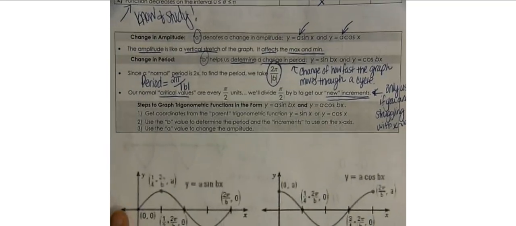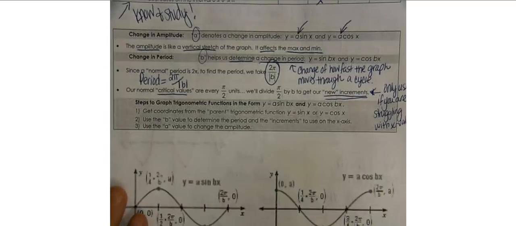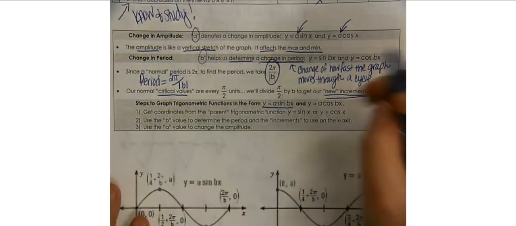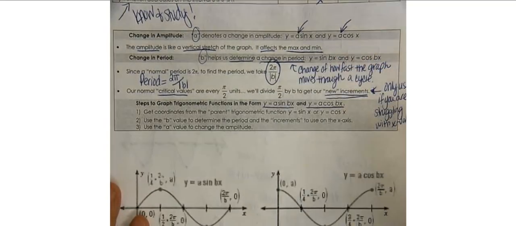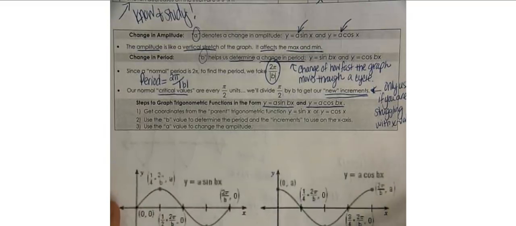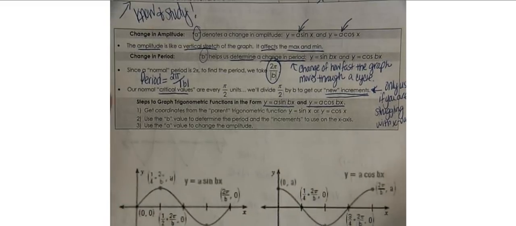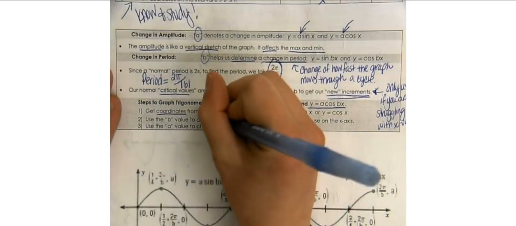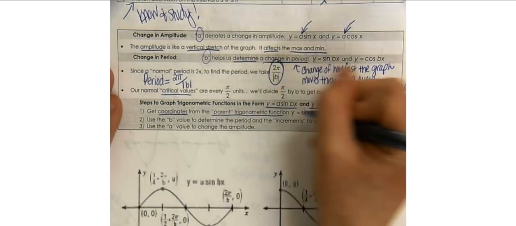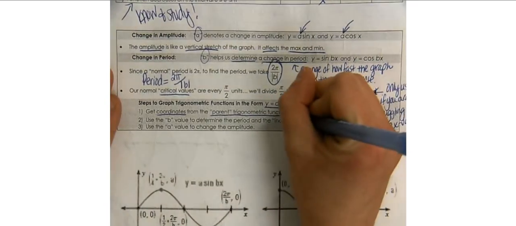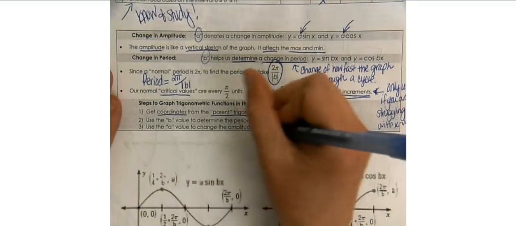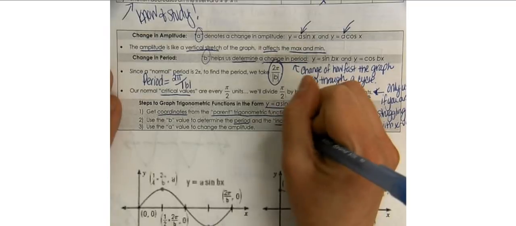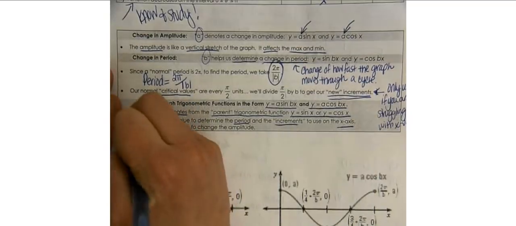All right, so what we're going to be doing is graphing trigonometric functions in the form y equals a times the sine of bx, and y equals a times the cosine of bx. The first thing you do whenever you graph these types of functions is get the coordinates from your parent trigonometric functions, y equals sine of x and y equals cosine of x. Then you're going to use your b value to determine the period and the increments to use on your x-axis. So what I mean by that is this.